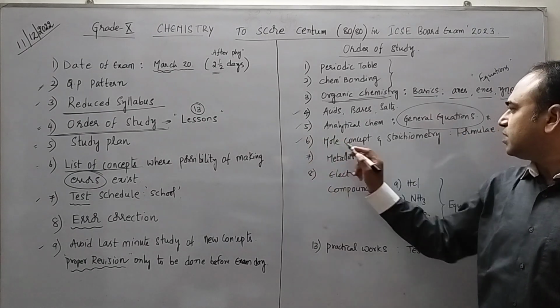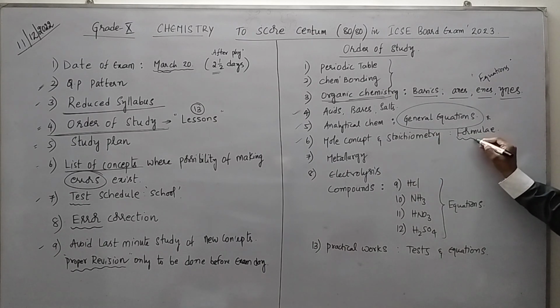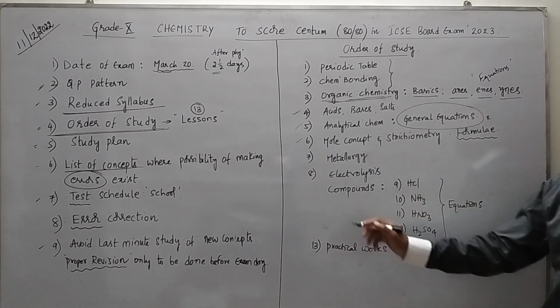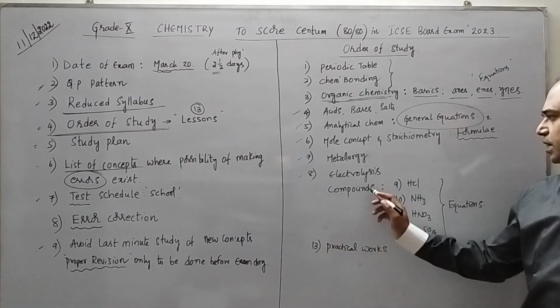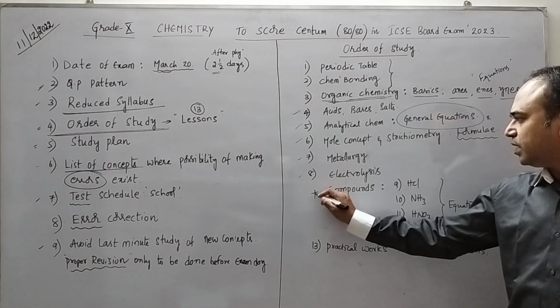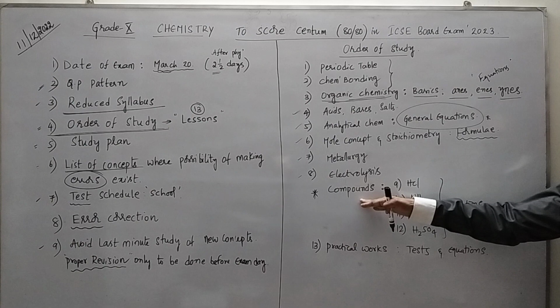Next, mole concept and stoichiometry. Many numericals are removed this year, so make all formulae first. Next, metallurgy general topic, all the extractions and all you can write. Then electrolysis. Important thing where you may commit mistakes is the next one, where you will study about the compounds.